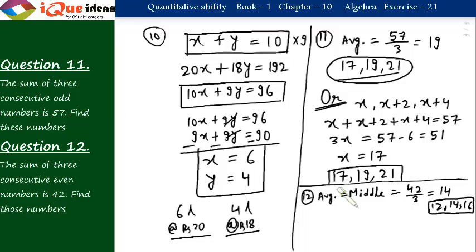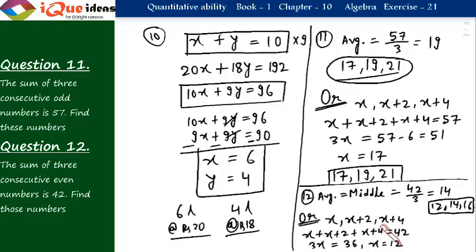Or you can apply the same method. The alternate method would be, let's consider the smallest number as x. We are taking consecutive even numbers. So after x, the next even number would be x plus 2. And the next even number would be x plus 4, and their sum is 42. So it is x plus x plus 2 plus x plus 4 is equal to 42. So from here you can calculate that 3x is equal to 42 minus 2 and 4, that is 36. So we get x equal to 12. So in any case, you can get the numbers as x is 12, x plus 2 is 14, and x plus 4 is 16.